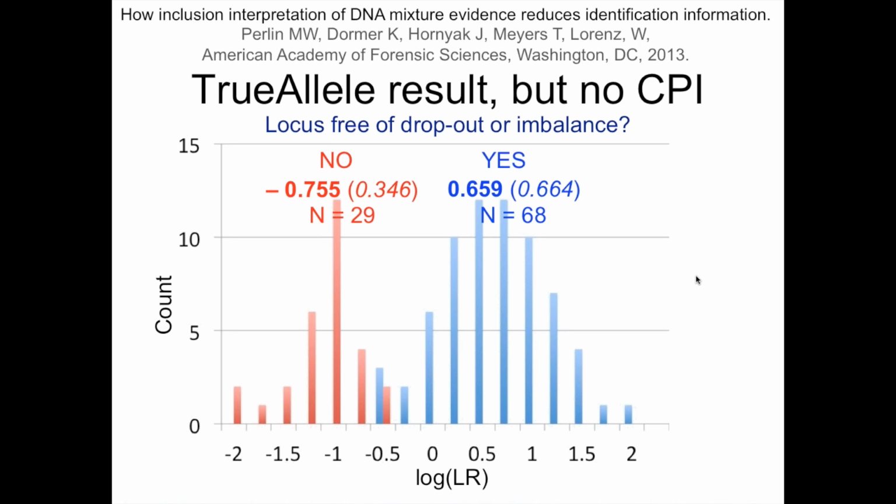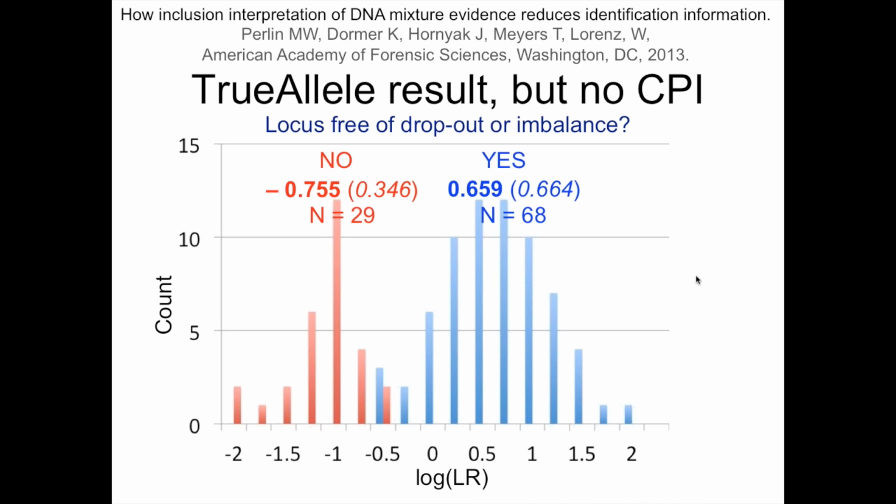And so what we're doing in these histograms is taking a look at what happened at each of these loci where there was a TrueAllele result but no CPI result. The x-axis is showing the amount of information as in log LR or band units. 0 means a log LR of 1, an LR of 1. A 1 means a number of 10. A log LR of 2 all the way on the right is a likelihood ratio of 100. And moving to the left, a -1 is a LR of 1/10, and a -2 is a statistic of 1 in 100.